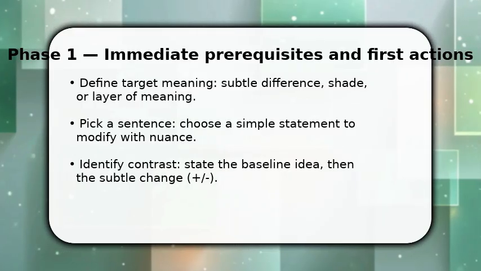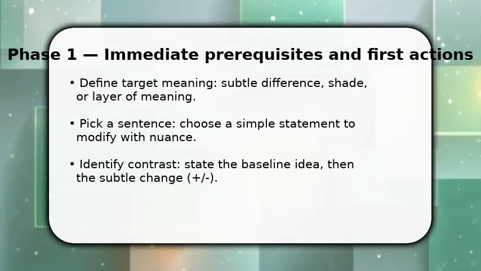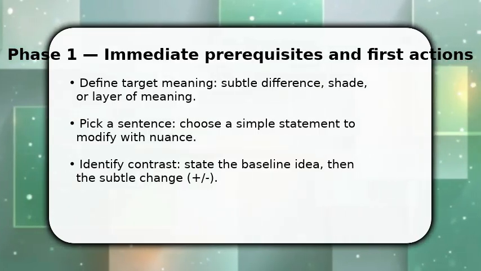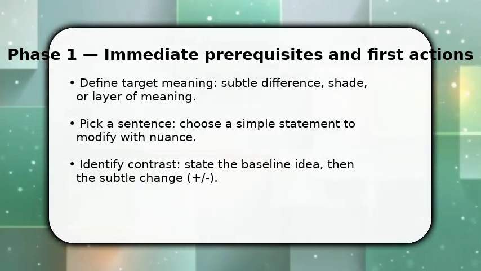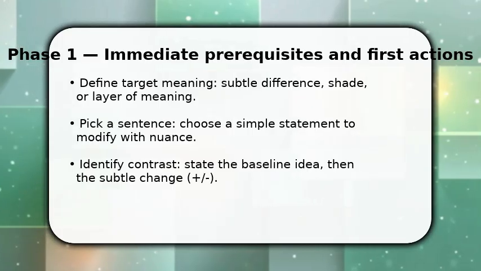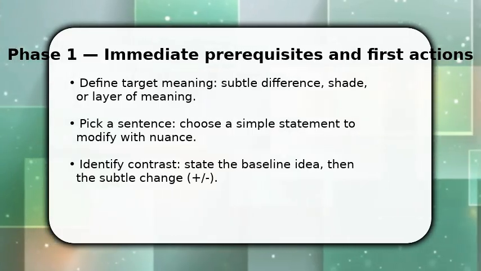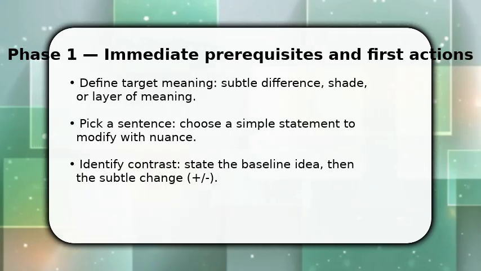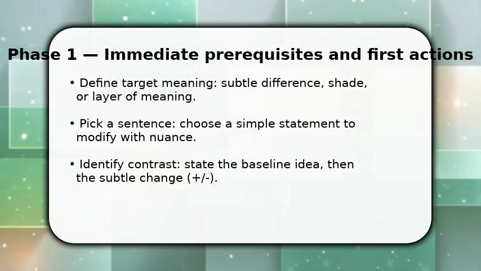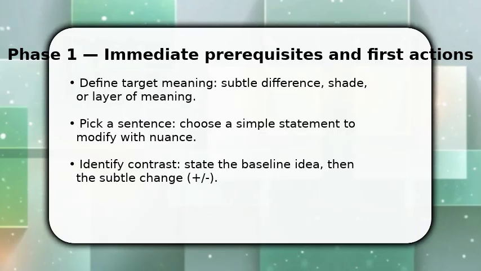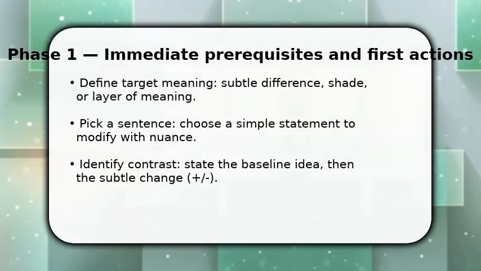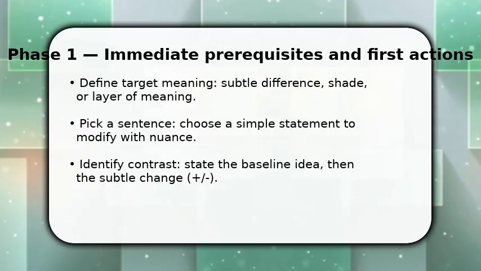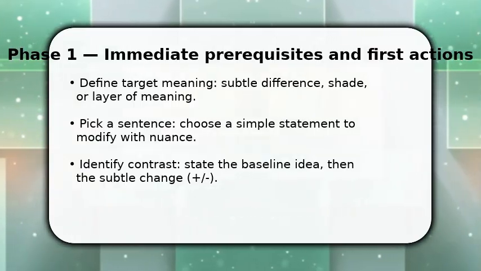You begin by choosing the specific shade of meaning you want, for example, mild approval versus enthusiastic praise. Once done, pick a concrete sentence to practice on and state the baseline idea clearly. Make sure to label the contrasting element next, what changes and why. This early action forces you to hear the gap between meanings, so you'll notice word choices and tone that create subtle differences. Practice helps lock the distinction into how you speak and write.